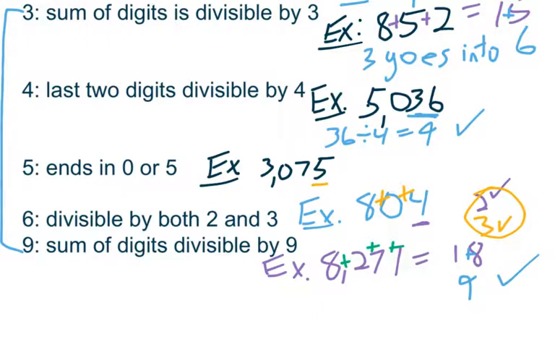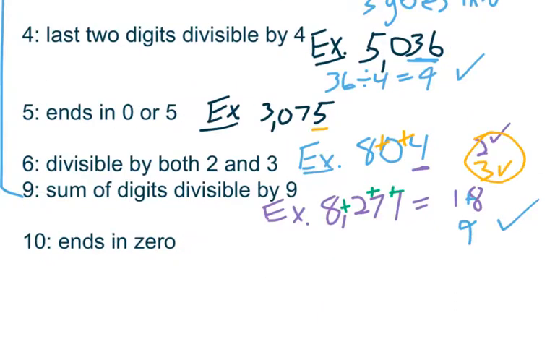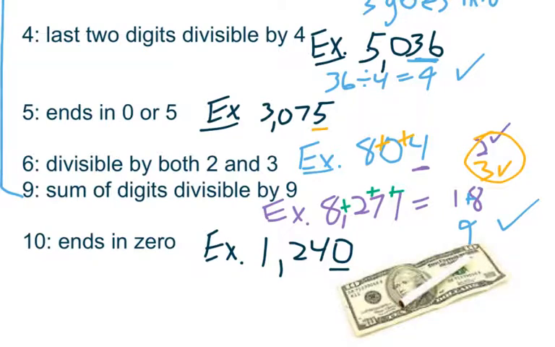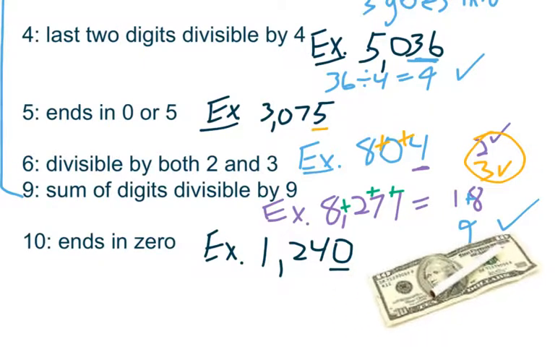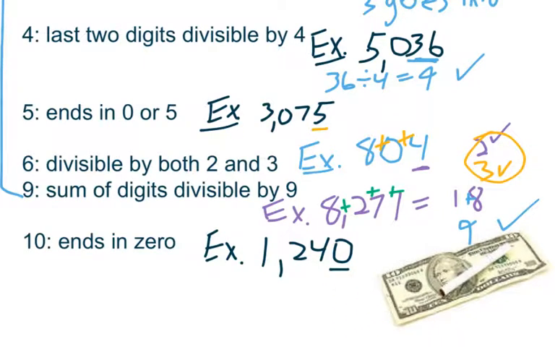Alright, and the rule for 10, the number just needs to end in 0. Because think of it, 10, 20, 30, 40, they all end in 0. So an example could be 1,240. Our last digit's 0, so it ends in 0. So it's divisible by 10. So count out those $10 bills, and it will always end in 0.